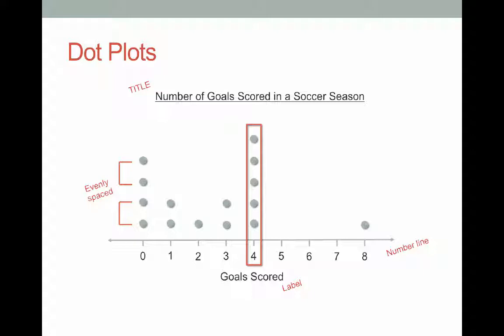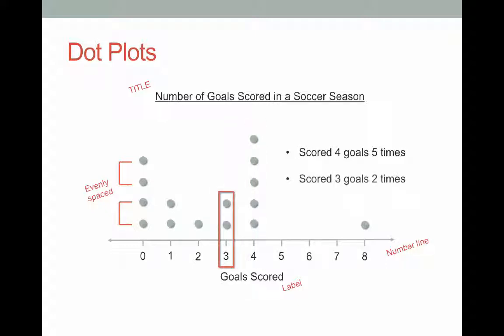From this data, you could easily tell that the number of times we've scored 4 goals is 5 times because there's 5 dots. The number of times I scored 3 goals was just 2 times. That's the kind of information that you can get from a dot plot.